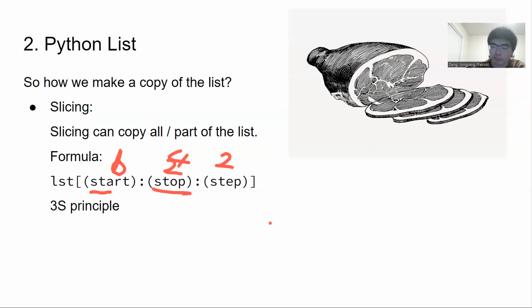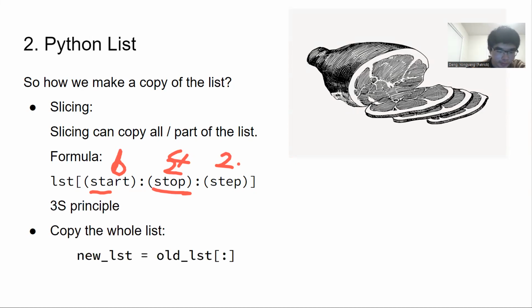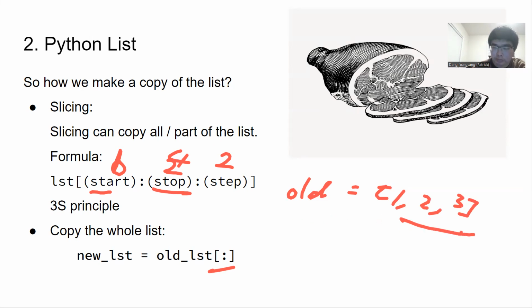So what about when I want to copy the whole list? Suppose I have 1, 2, 3. I also want to copy all of 1, 2, 3. So we do not use this, but instead we just use square brackets and include the colon. When we do this, if I have 1, 2, 3, the new list will also be 1, 2, 3, but it is separate, so we have a new duplicate of the whole list.